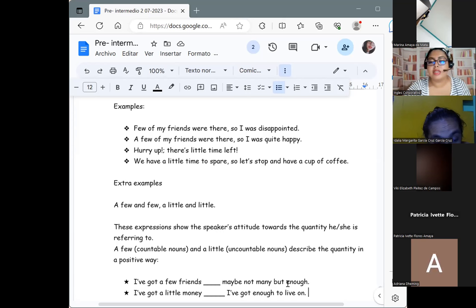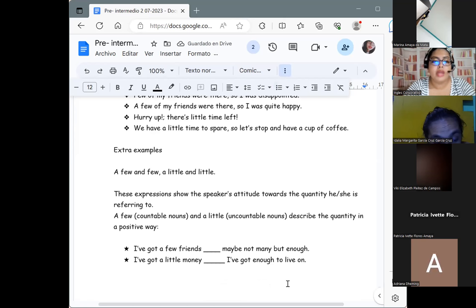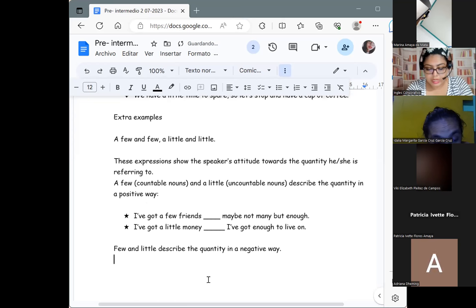Now we have few and little. In this case, it is not related to the use of the article. In this case, it's just few and little. And in this case, remember that this one describes the quantity in a negative way. They are like comparatives. And hold a relative position on a scale of increase or decrease.